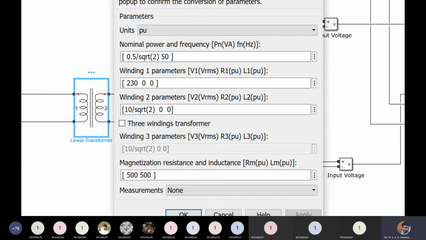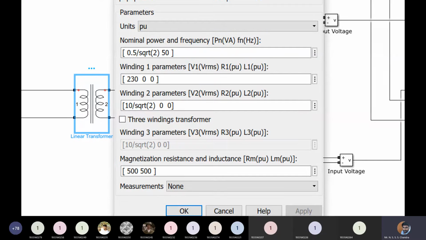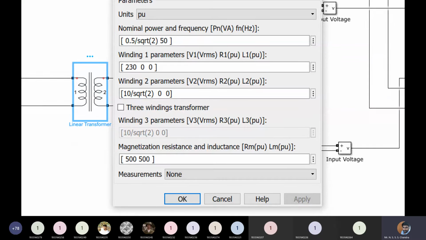Coming to R1 and L1, there are the winding resistance and the winding inductances, because of which I'll be having some kind of losses. So I want to consider it as an ideal transformer without any losses. In order to reduce them, I'm taking the R1 value and L1 value as 0 only.